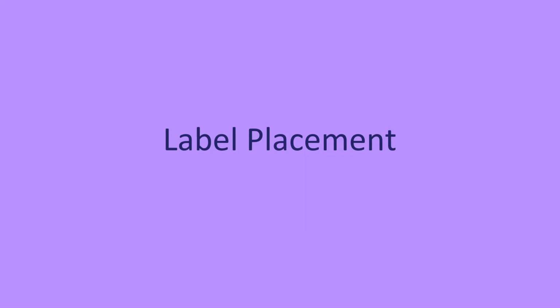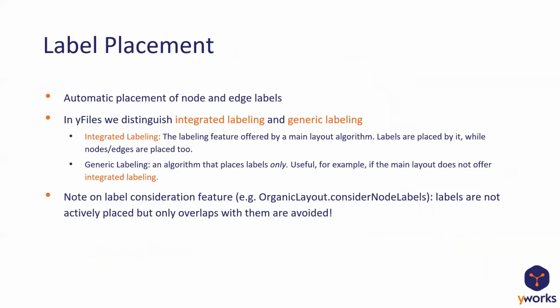This last topic is label placement. Label placement means the automatic placement of node and edge labels. So a label in a graph always belongs to another element, for example, the node, and then we say that the node owns the label. The label is a description, some text for this element, and a node may also have many labels. The same holds for an edge.